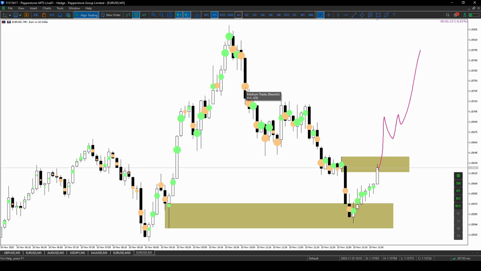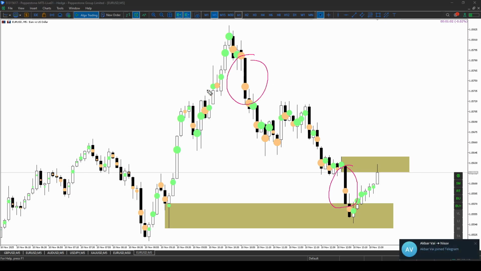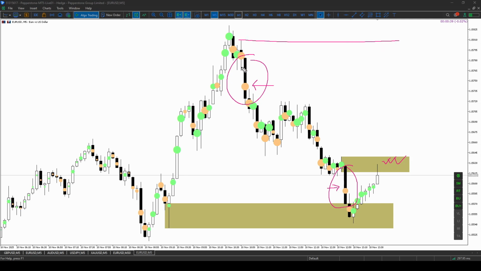So where are the active sellers? Let me check this one. Now take a look, that's a very interesting thing. You can see this candle size and this candle size are almost the same, right? But this candle's trades are small volumes, and these candles' trades are high volume or medium volume. So I am not going to trade in this zone. I'm going to trade in that particular area.